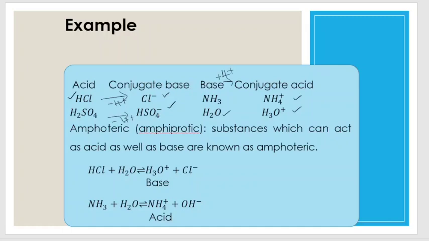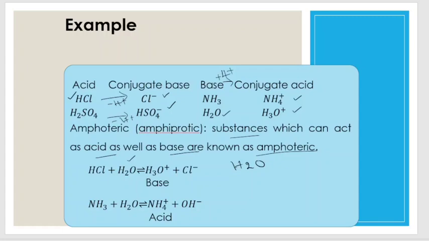Then what are amphoteric or amphiprotic substances? Those substances which can act as both acid as well as base are known as amphoteric substances. If we consider water, water can act as both acid and base, hence H2O is said to be an amphoteric substance.